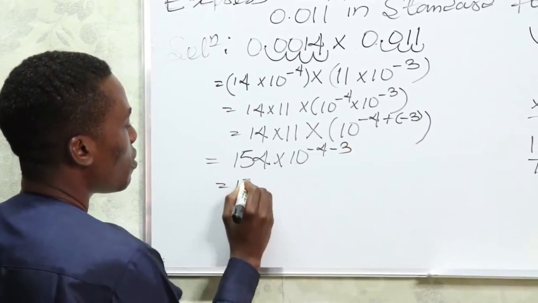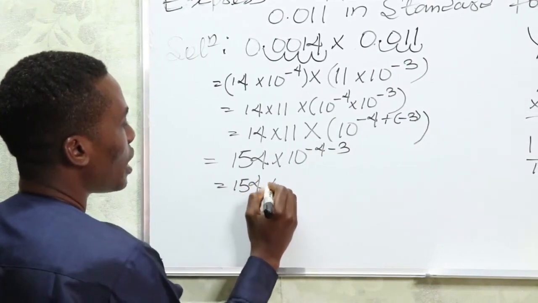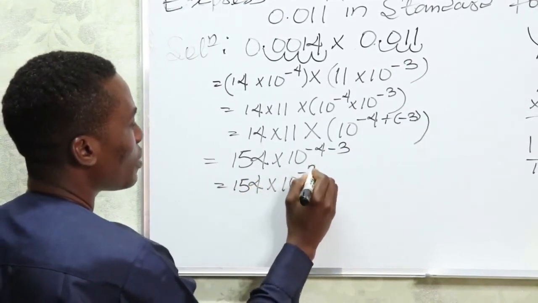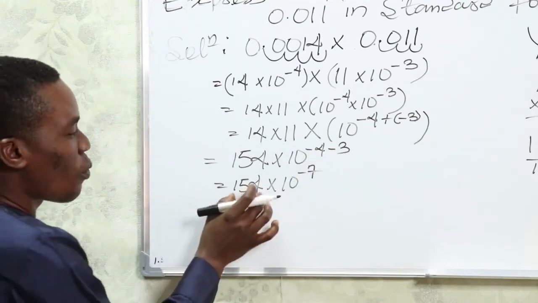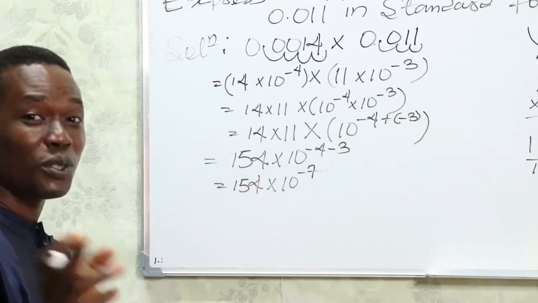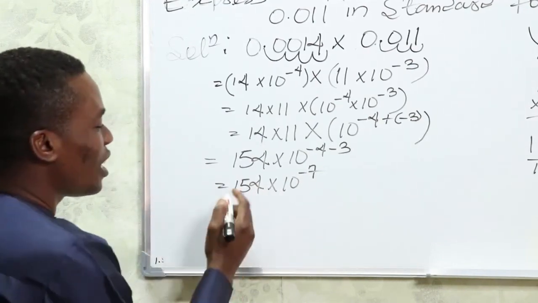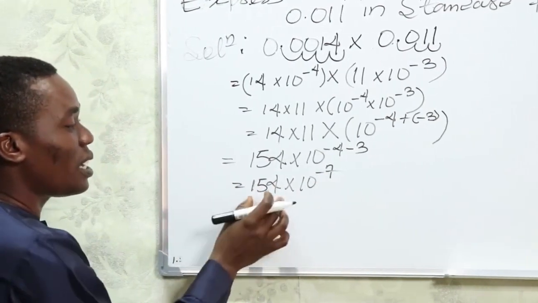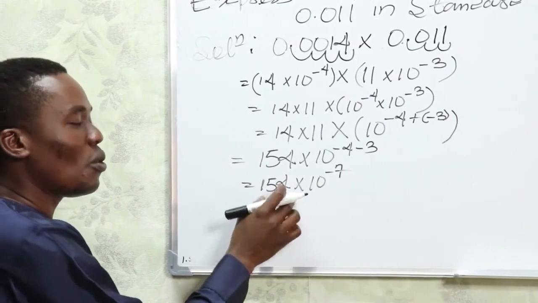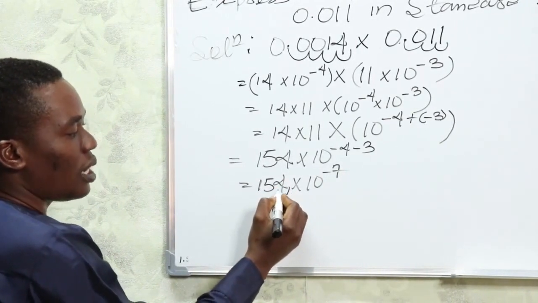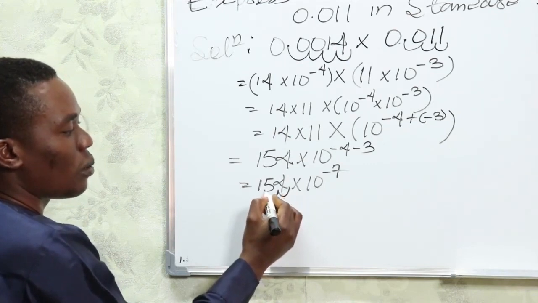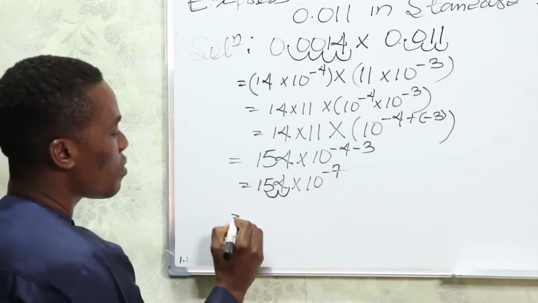This will be equal to 154 times 10 raised to power minus 7. So now we need to convert this 154 to standard form, just as we did initially. To convert 154, remember it's a positive whole number. We'll start counting from our right to our left. We'll count 1, we'll count 2.